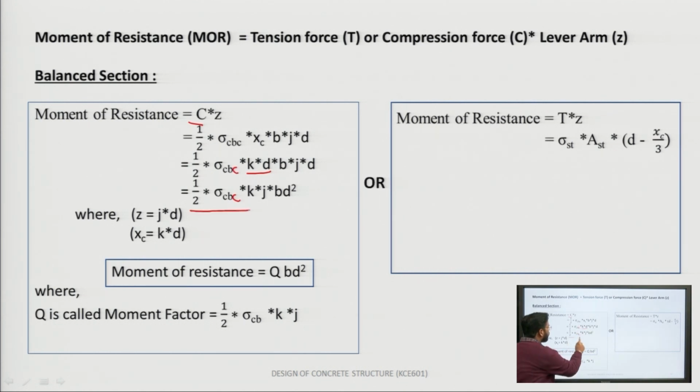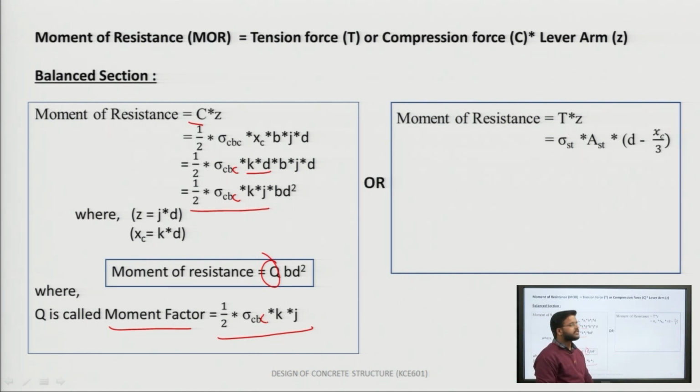So this whole term can also be represented as the moment factor, which is Q. Okay. So we can calculate the moment of resistance simply as Q B D square. Q is equal to half sigma CBC into K into J. So this one is calculated by using the compressive force only.